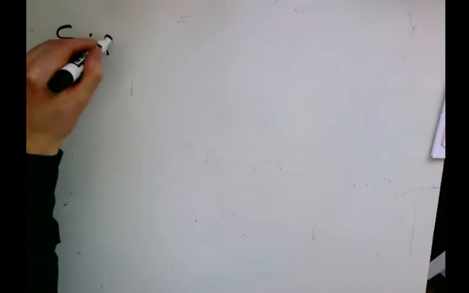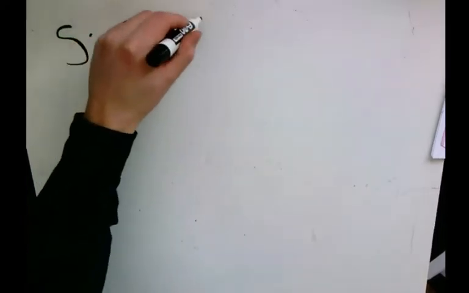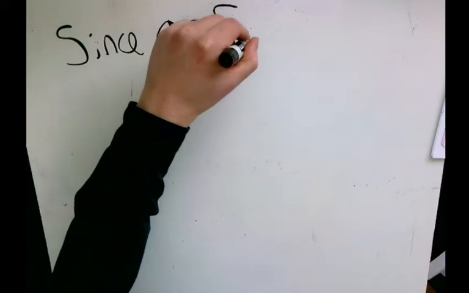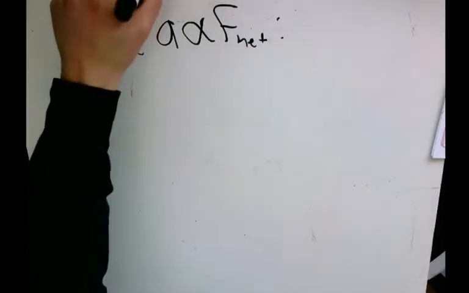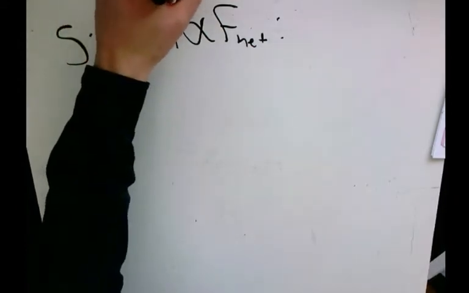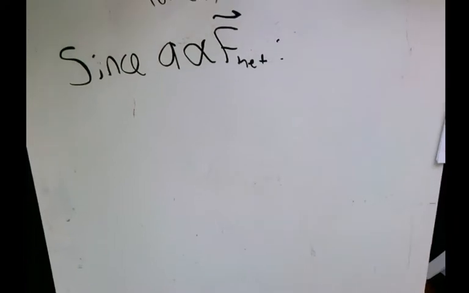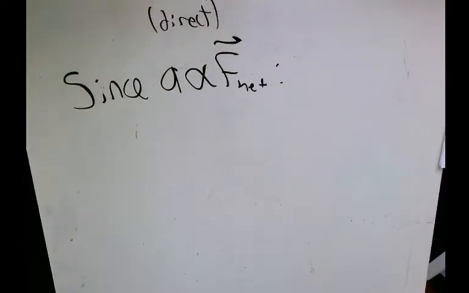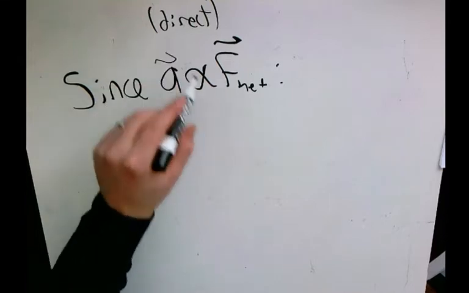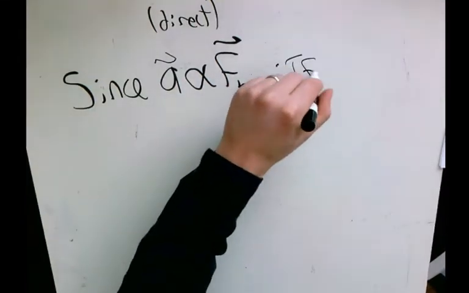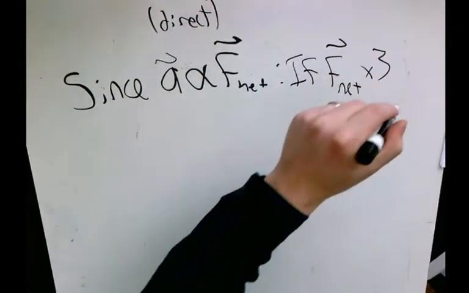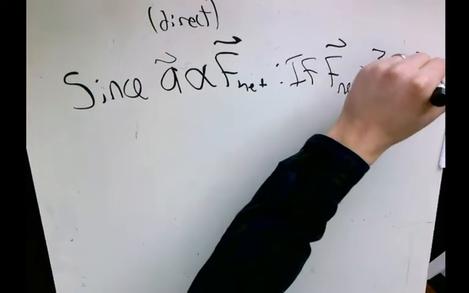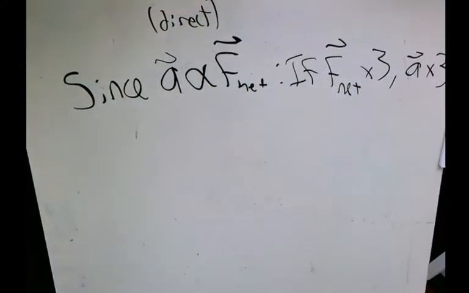So we have to look at our proportionalities. Since our acceleration is directly proportional to the net force, right? There's our direct relationship. Okay. We know that if our net force is being tripled, which is the same as times 3, then acceleration is being tripled, times 3.